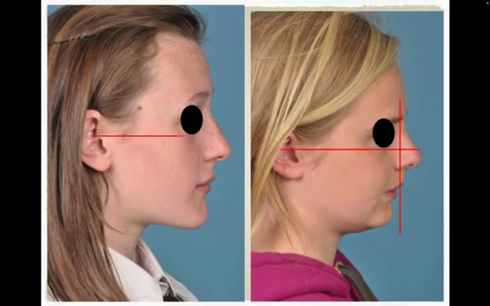So if you compare these two patients, as we mentioned, both of them are growers, but this one has a prominent chin that we don't need to advance using a functional appliance. That's why we're going to go for camouflage, while this patient has a retrognathic mandible.